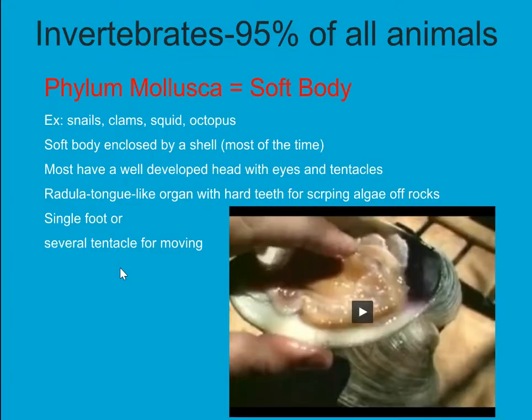Okay, we're going to move away from the worms and go to phylum Mollusca, which means soft body. Examples are snails, clams, squid, octopus. They have soft bodies enclosed by a shell, usually. Most have a well-developed head with eyes and tentacles. Most have a well-developed radula, a tongue-like organ with hard teeth, for scraping algae off rocks. They have a single foot or several tentacles for moving.